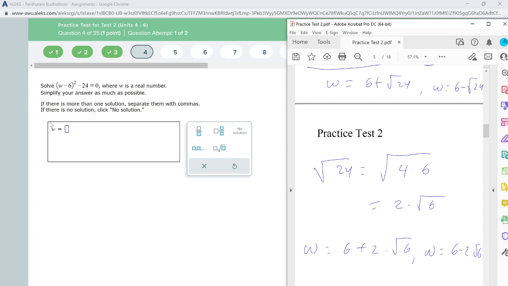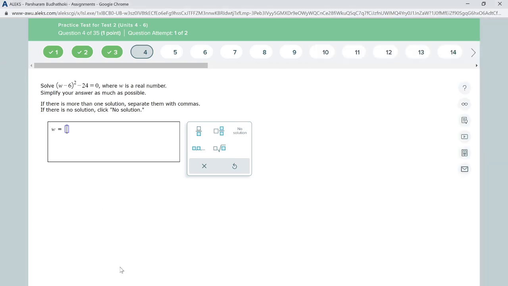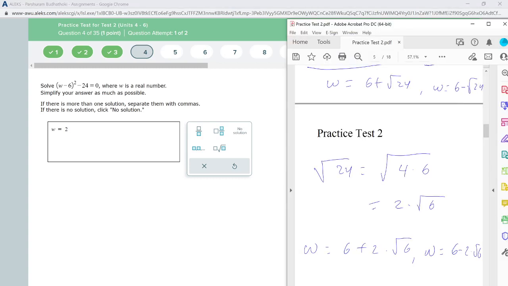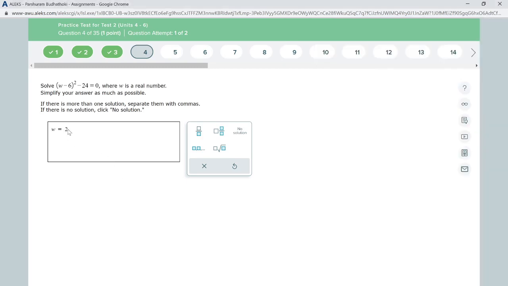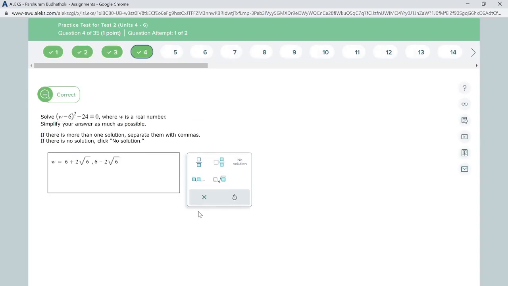That's another one. So the answer: w equals 6 plus 2 times the square root of 6, comma, and 6 minus 2 times the square root of 6 is another answer. So there are two options for this.